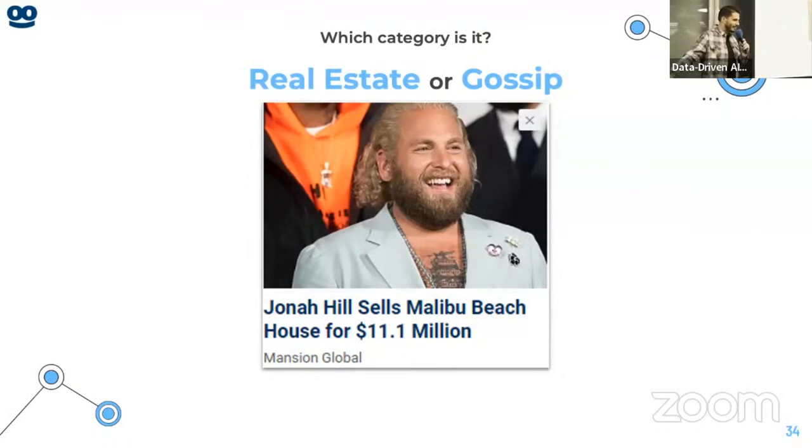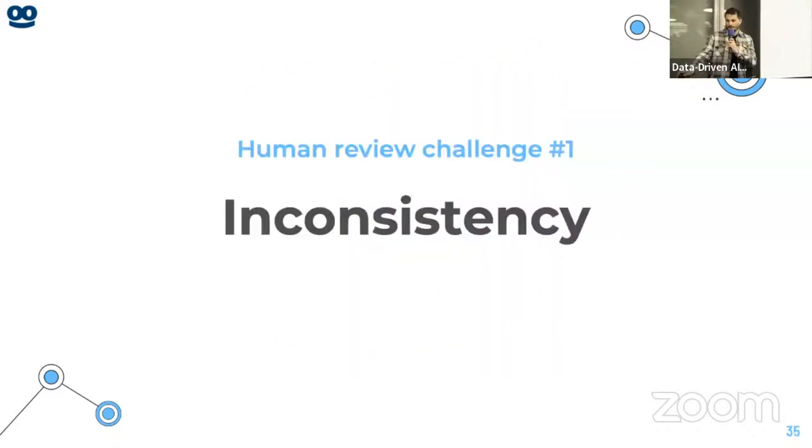Who says real estate? Raise your hand. Who says gossip? Oh, okay, you got it right. It's actually gossip, because the true essence is, if you click this advertisement, you probably won't buy a Malibu beach house for $11 million. And if you do, I want to work for you. You're probably just interested in the celebrity, right? So the category here is gossip. But what we've seen is that human review is not really consistent. This is one of the challenges that we have, inconsistency, the first challenge with human review.